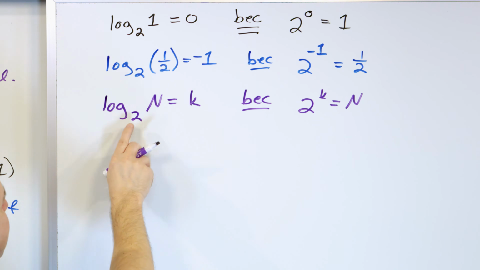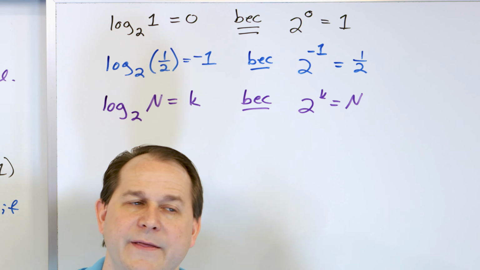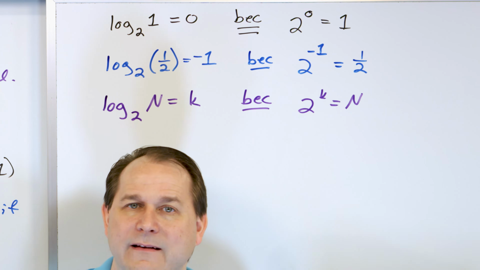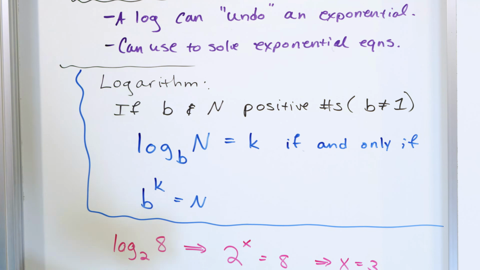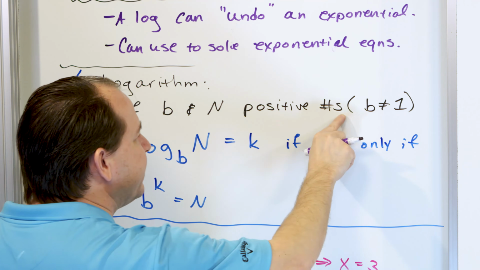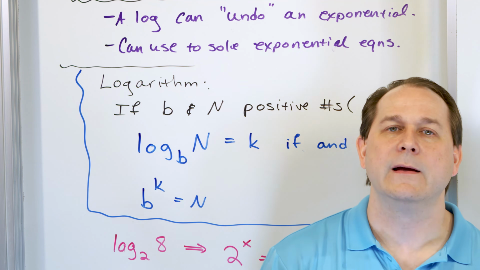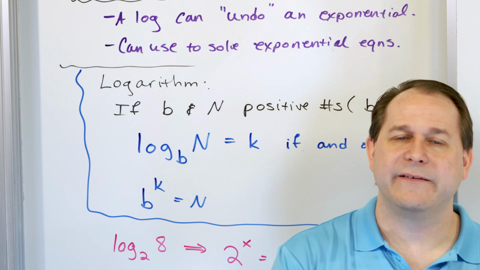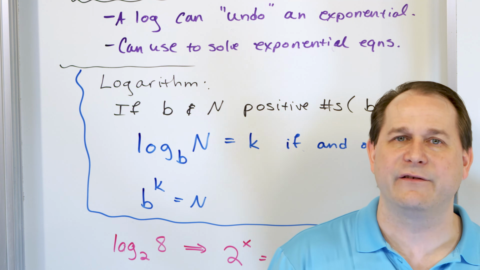And don't forget that in all of these cases I'm using the number 2, but the base can be 3, the base can be 4, the base can be 10. The base cannot be negative though, because remember, we go back to our definition. If b and n are positive numbers, but the base can't be 1. Why can't the base be 1? The base can't be 1 because if you have 1 as the base of an exponential, then you don't have an exponential at all. 1 to the power of anything is just 1.